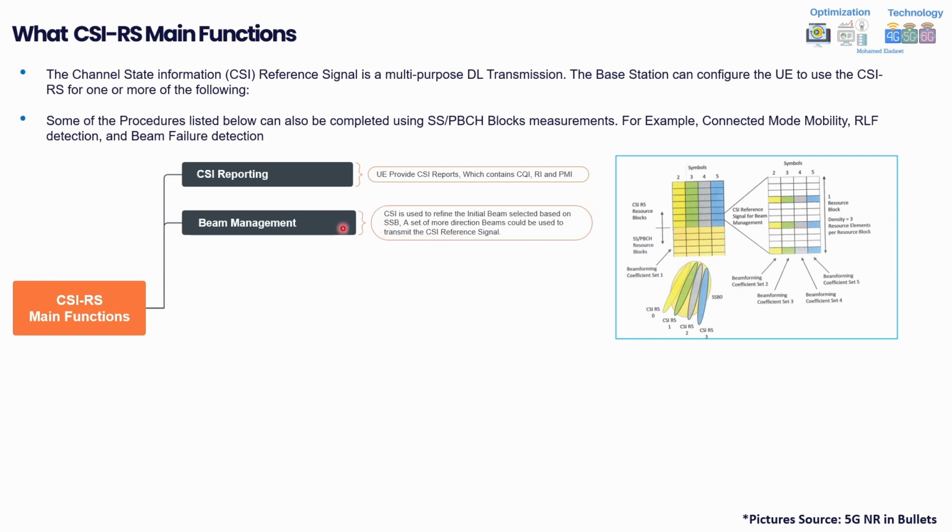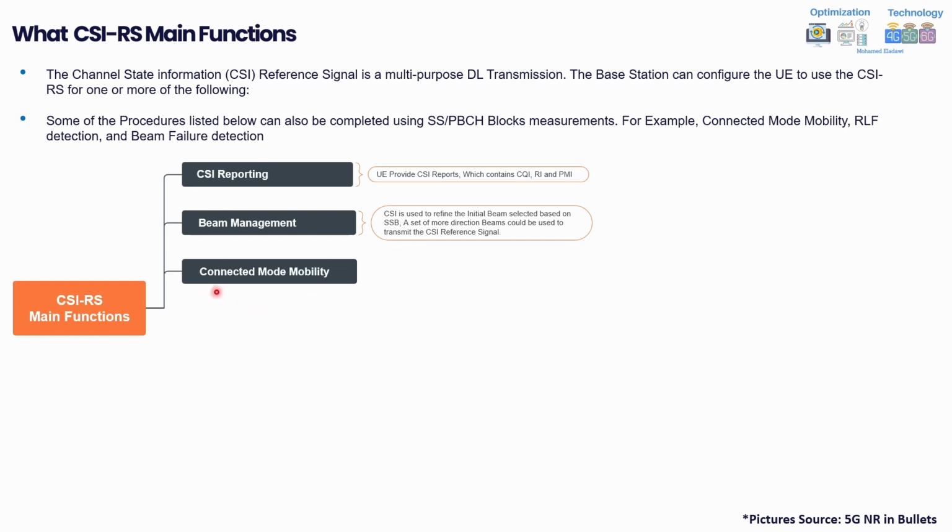So as a summary, CSI-RS is used to refine the initial beam which the SSB selected, then it will set more directional beams using the transmitted CSI reference signal. Then the third function is about connected mode mobility. This is like the handovers.